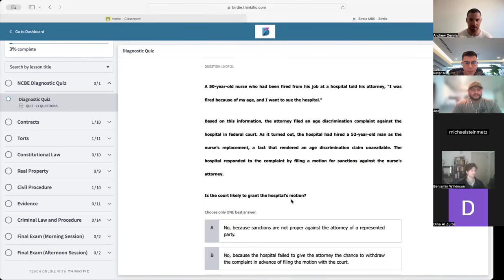So, is the court likely to grant the hospital's motion? A 50-year-old nurse who had been fired from his job at the hospital told his attorney, "I was fired because of my age and I want to sue the hospital." Based on this information, the attorney filed an age discrimination complaint against the hospital in federal court.